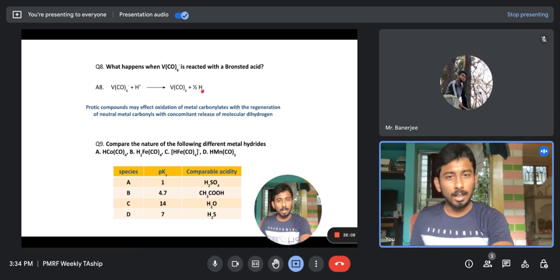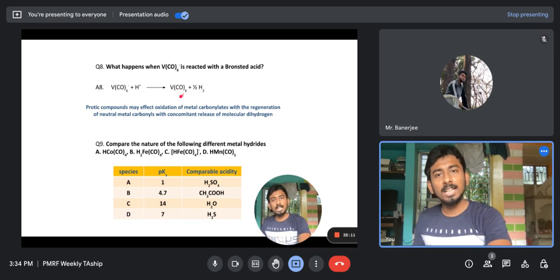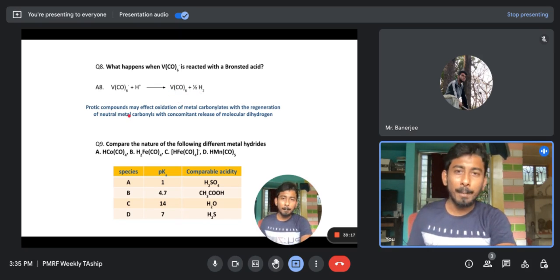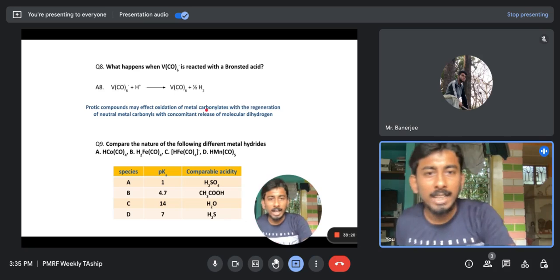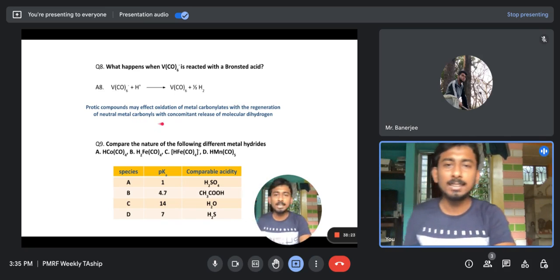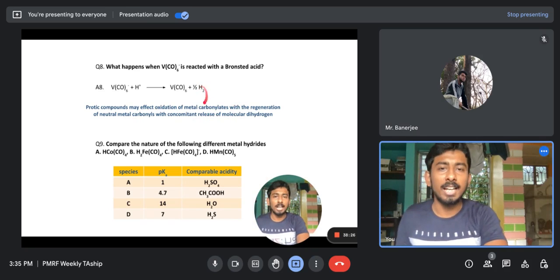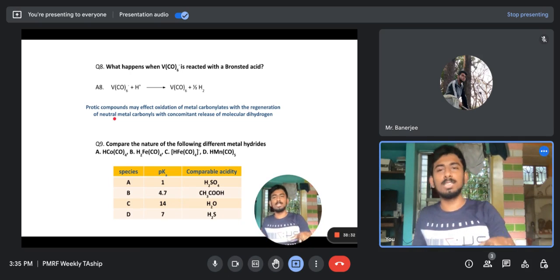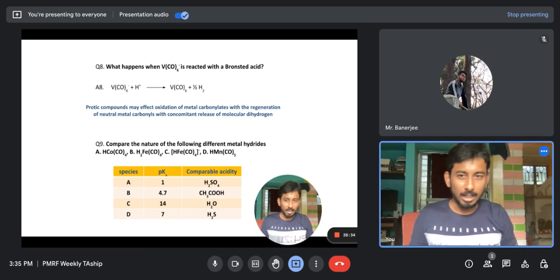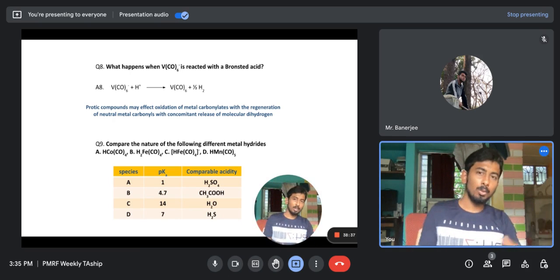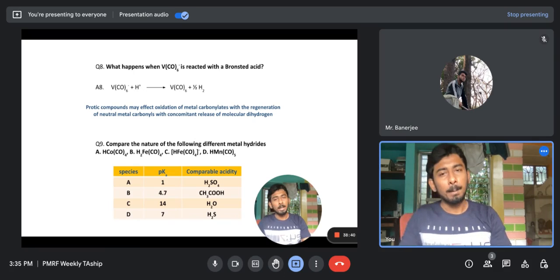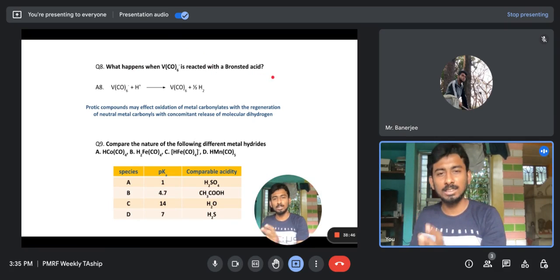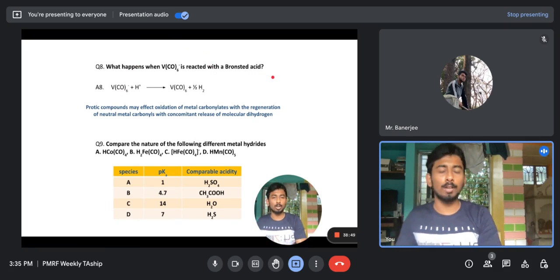So H plus goes to the dihydrogen molecule, which is released, and it produces a neutral metal carbonyl, that is VCO6. In parentheses I have given: protic compounds may affect the oxidation of metal carbonylates with the regeneration of the neutral metal carbonyls with concomitant release of molecular dihydrogen. What happens in this case: VCO6 minus is an 18 electron system because VCO6 is a 17 electron system. But whenever it is treated with a proton source, it need not be a Bronsted acid, because Bronsted acid is a very harsh source of protons.